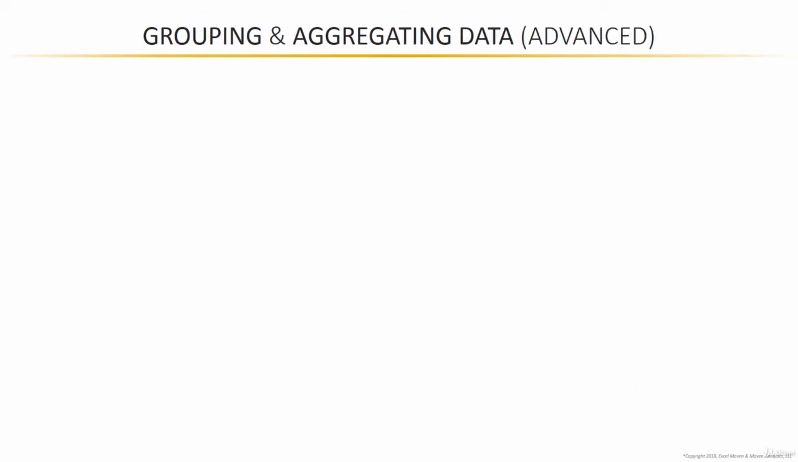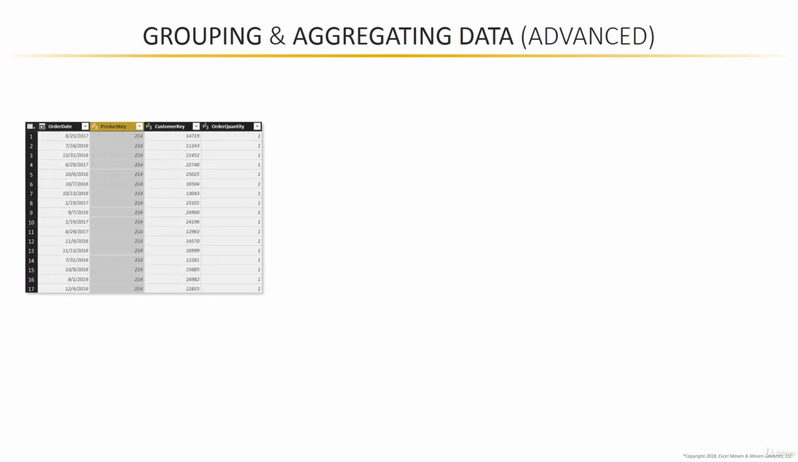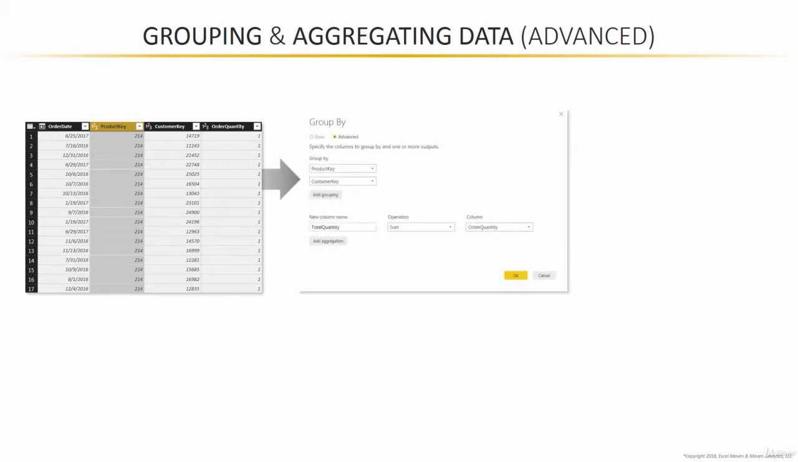Now, one more example using the advanced option. Consider the same exact table that we started with. We're using the same Group By option, but this time looking at the advanced version. And really the only difference between basic and advanced is that advanced allows you to specify multiple or additional columns to group by. So this time, instead of just grouping by product key, we're grouping by product key and customer key. And again, we're evaluating that same operation, the sum of the order quantity values, just like before.